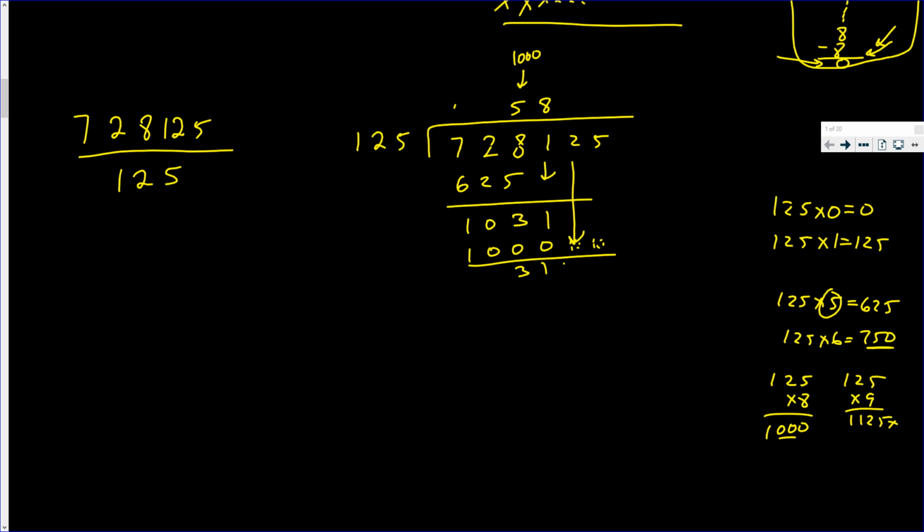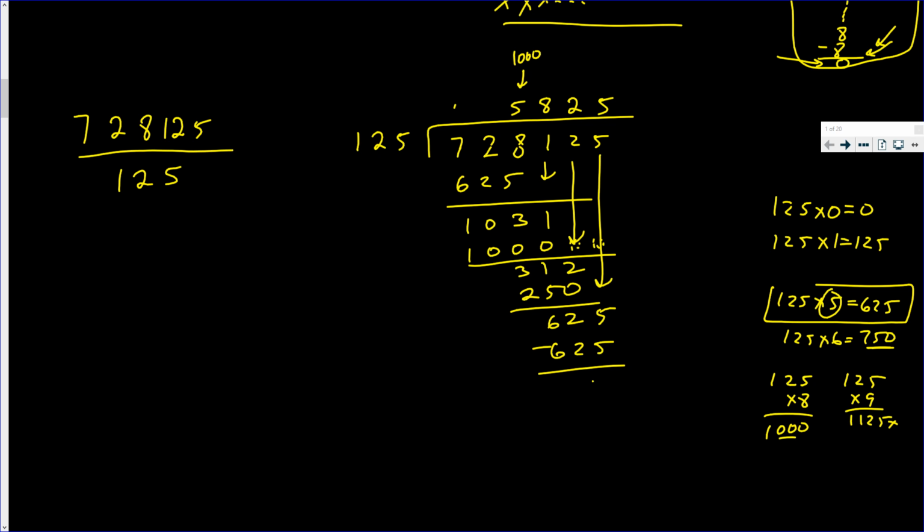I bring down the 2, and that goes 2 times. 2 times 125 is 250. So I'm left with 62. I bring down the 5, but that goes 5 times. 5 times 125 is 625, which gives me 0.